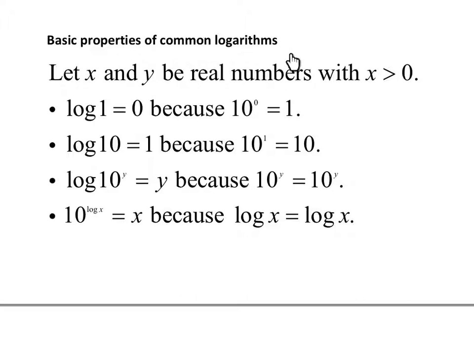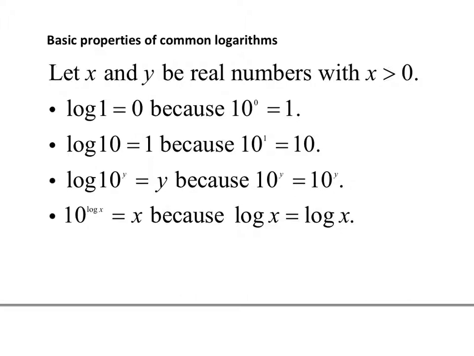Basic properties of common logs. Let x and y be real numbers with x greater than 0. Log of 1 equals 0 because 10 to the 0 equals 1. Log of 10 equals 1 because 10 to the first equals 10. Log of 10 to the y equals y because 10 to the y equals 10 to the y. 10 to the log x equals x because log of x is equal to log of x. Okay? So again, these are basic properties, very similar to all log properties.